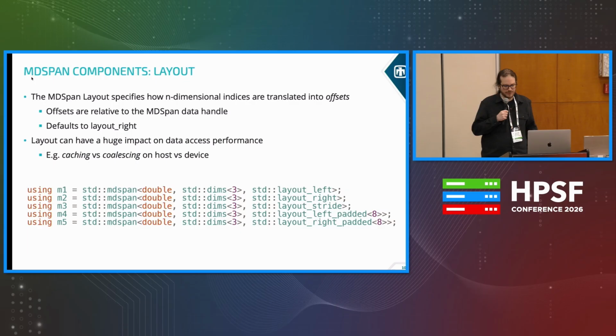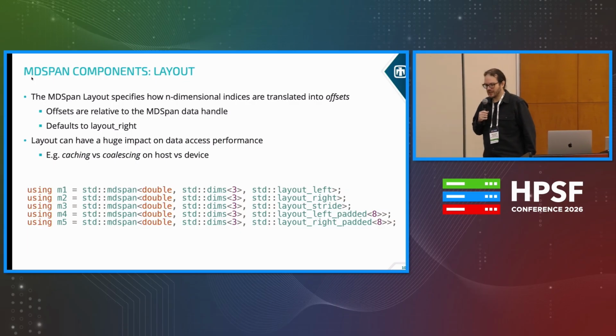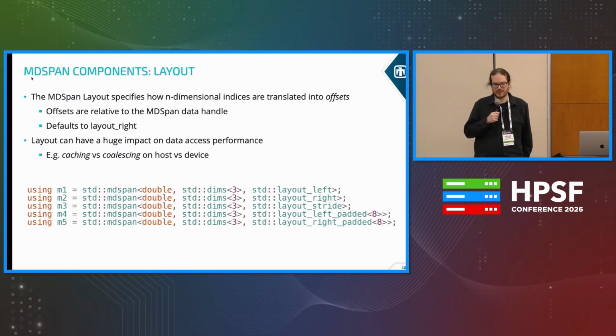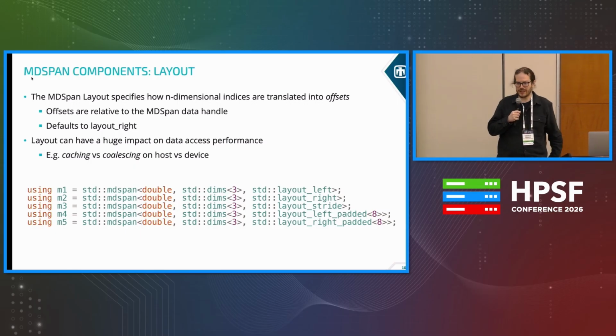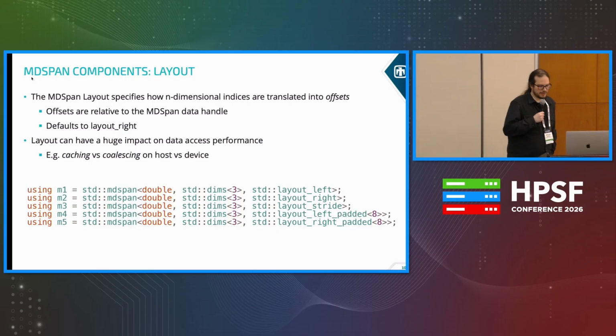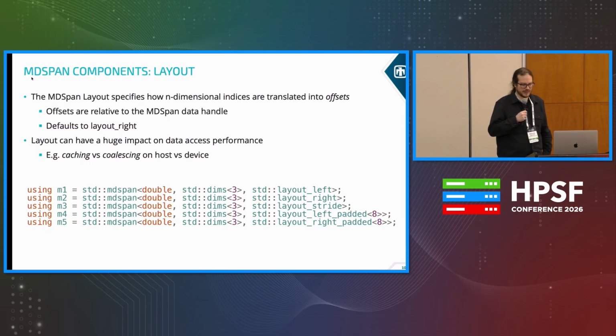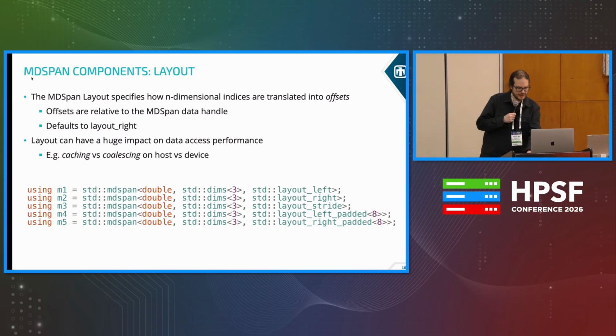Layout is important because it can have a huge impact on performance. For example, if you're writing code that's running on the CPU, you generally want to use layout right because it's better caching performance. But on the GPU, you want to take advantage of the performance gains from coalescing. You would like to use layout left.